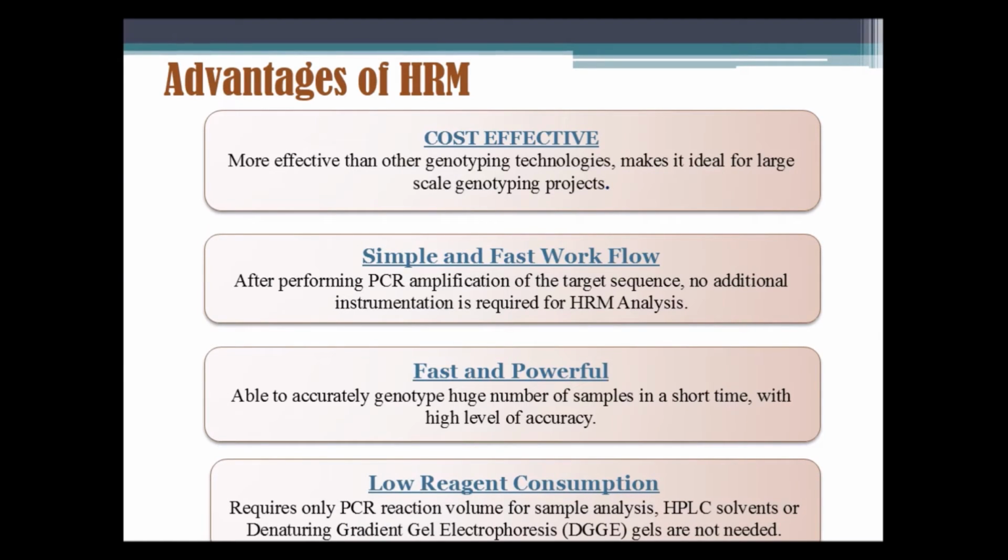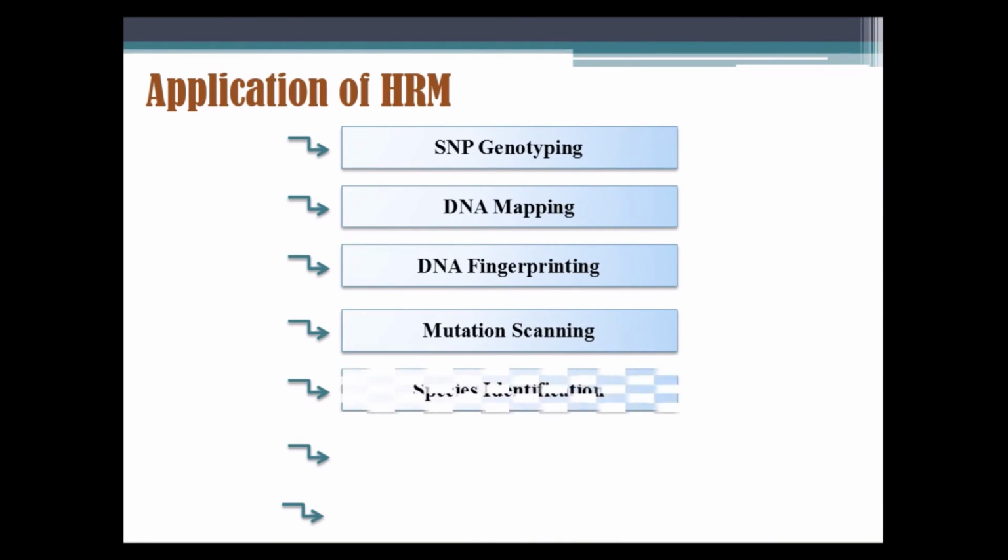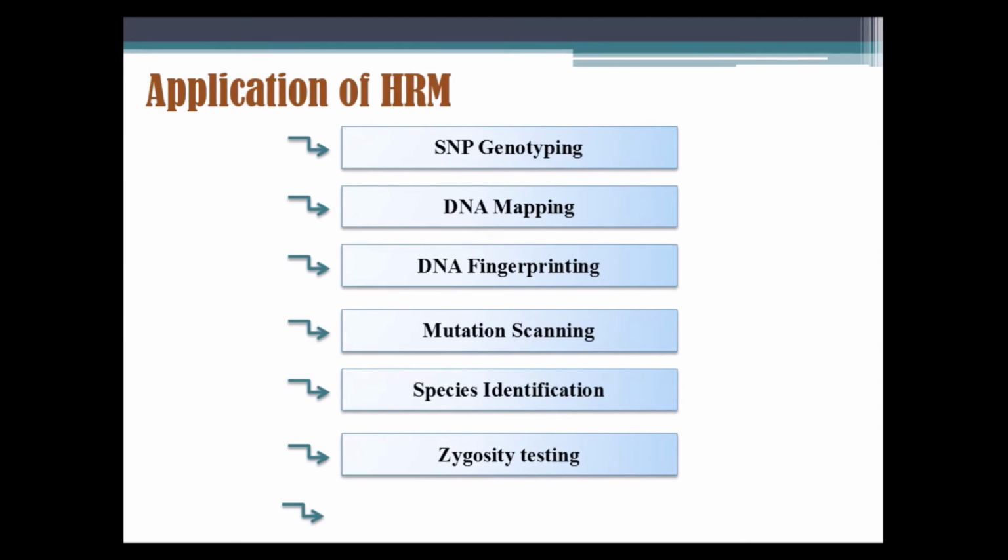It also has low reagent consumption. It requires only the PCR reaction volume for sample analysis. HPLC solvents or DGGE gels are not needed. There are many applications of high-resolution melting analysis, including SNP genotyping, DNA mapping, DNA fingerprinting, mutation scanning, species identification, zygosity testing, and DNA methylation analysis.